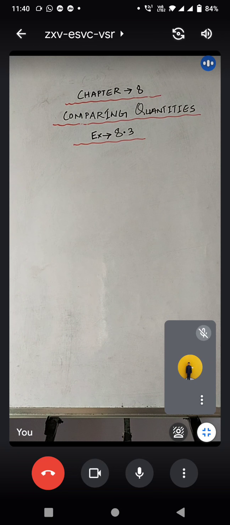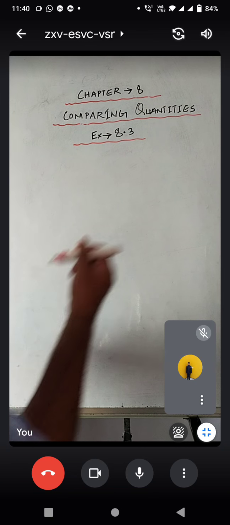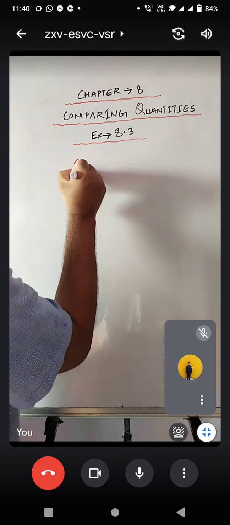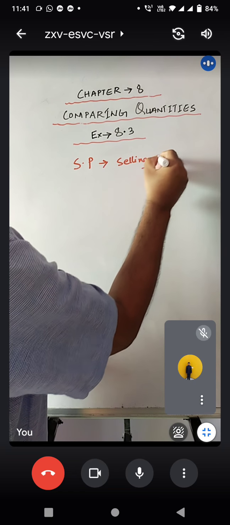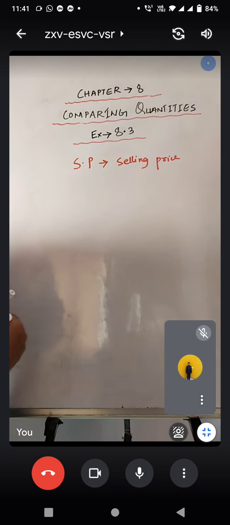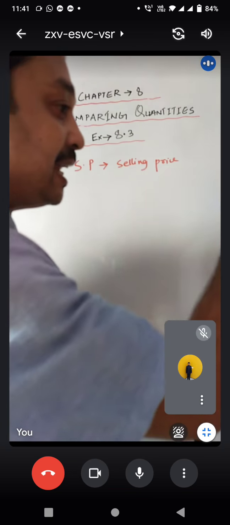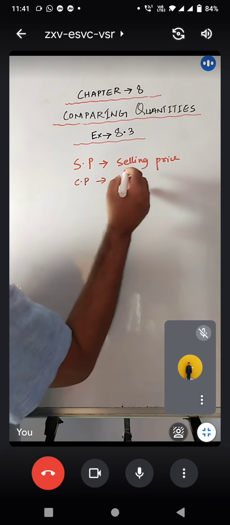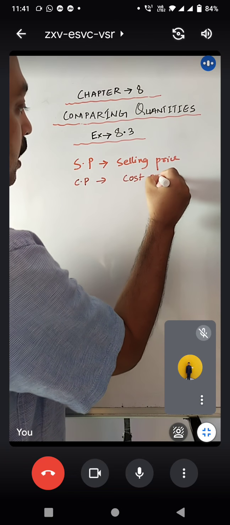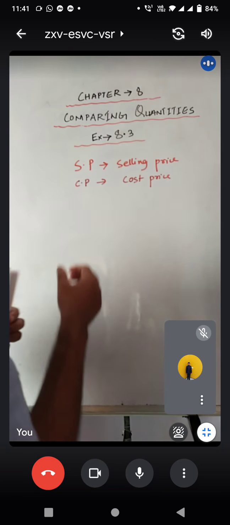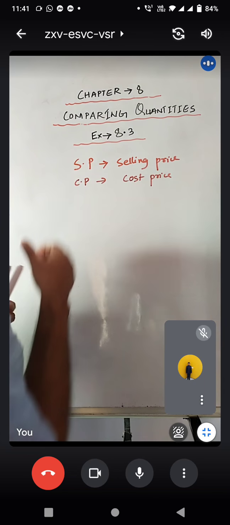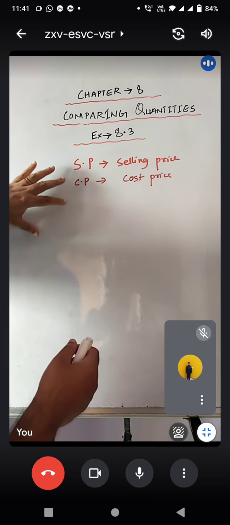But before that we need to know some basic things about profit and loss. The thing is we have to know SP. What is SP? SP is selling price. This is the first thing that you have to know: the price at which we sell anything is called selling price. There is another term which is very important, that is cost price. The cost price is the price at which we buy anything. So these are the very important terms on which profit and loss is entirely based.